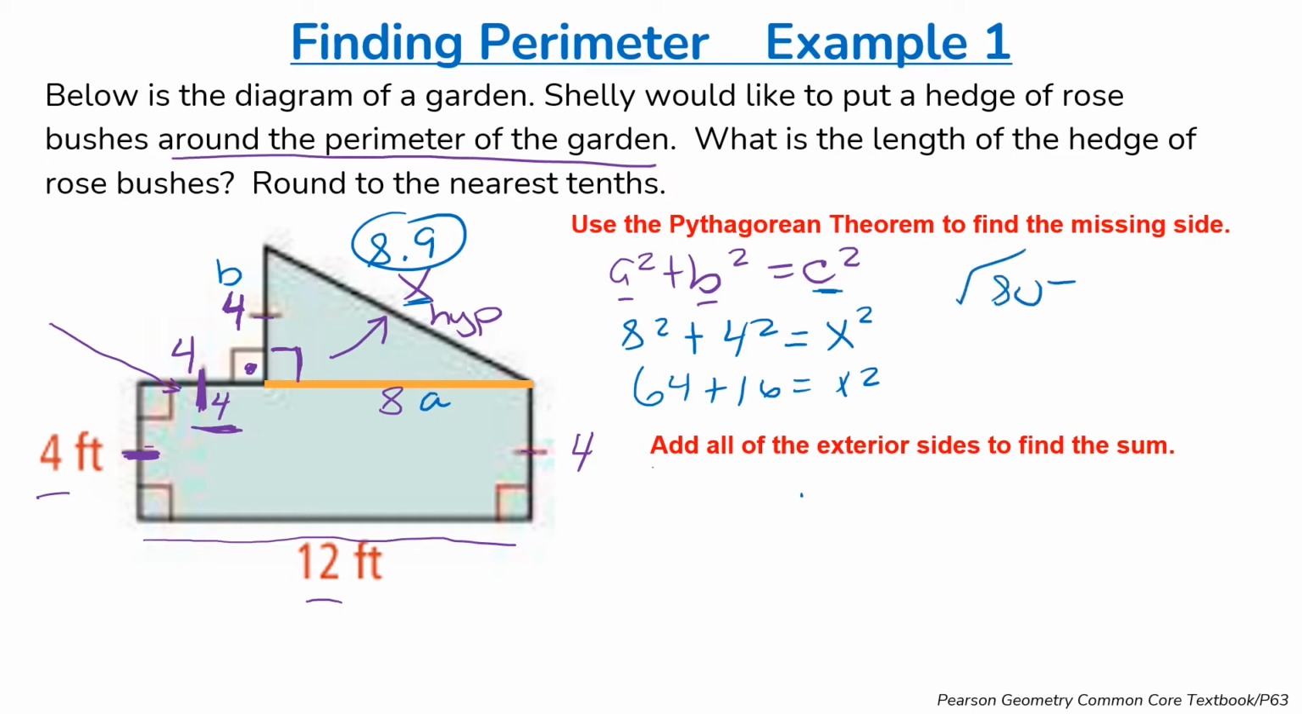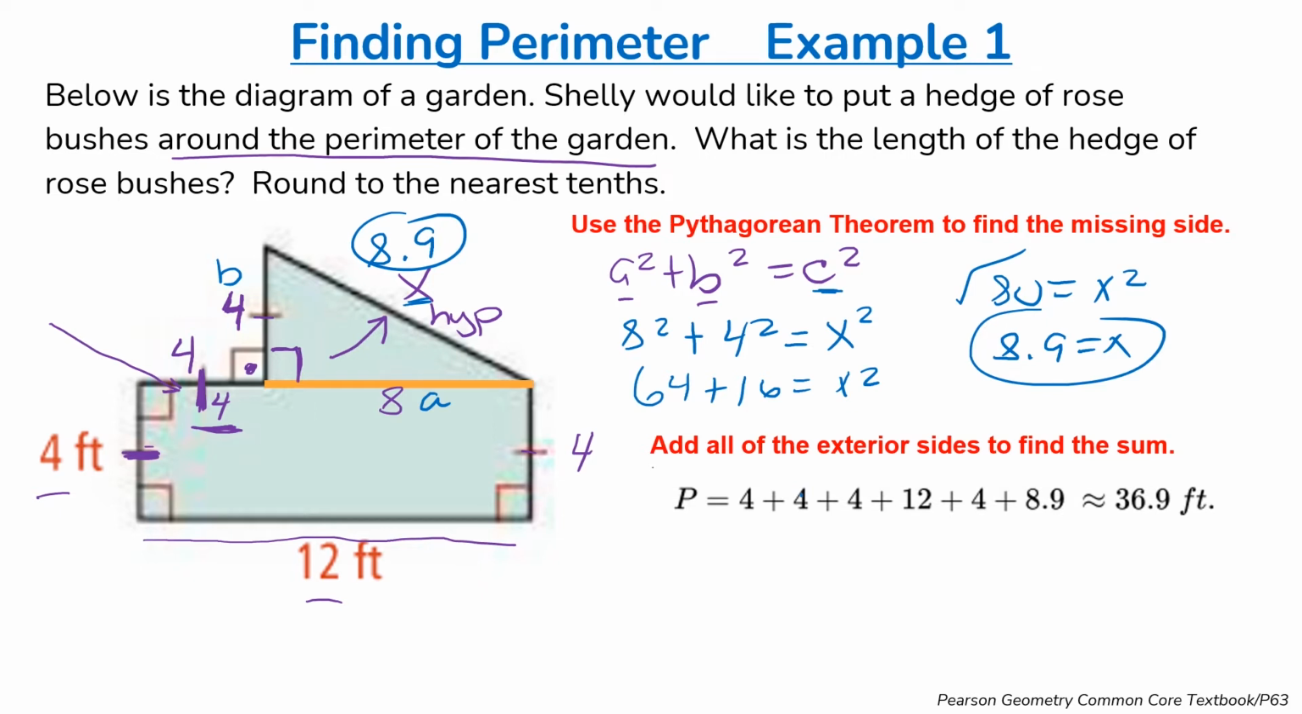I had the square root of 80 and 8.9 is x. All right, so I want to add all my sides, and so 4 plus 4 plus 4 plus 4. So I have 4, 4, 4, 1, 2, 3, another 4. So I have 4 4s, right?